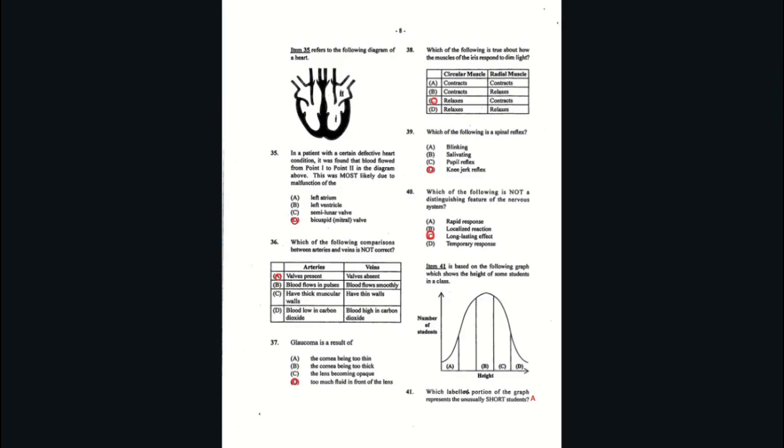It's very much temporary. Then number 41 says, item 41 is based on the following graph which shows the height of some students in a class: number of students against height. Which labeled portion of the graph represents the unusually short students, right? For this, we are going to choose A. We see that A is short, then it rises up through B and C, and comes back down at D. But the unusually short set starts off at A, so we choose A as the answer.